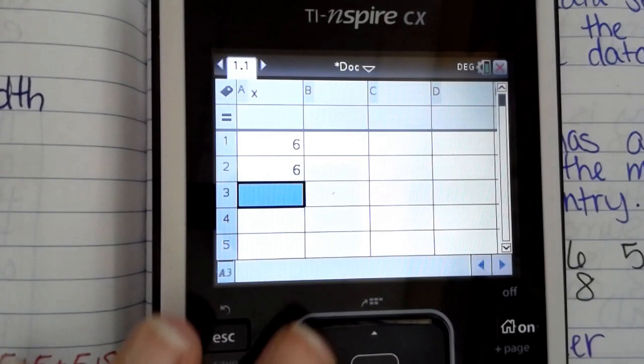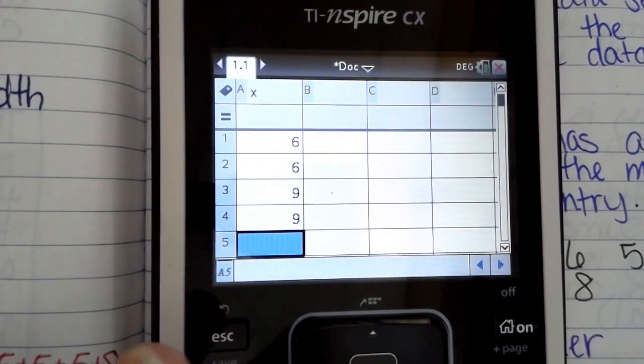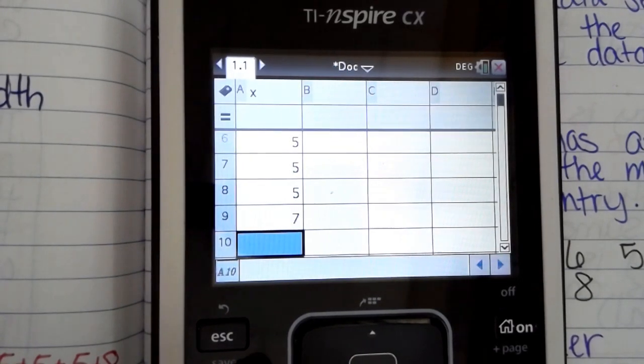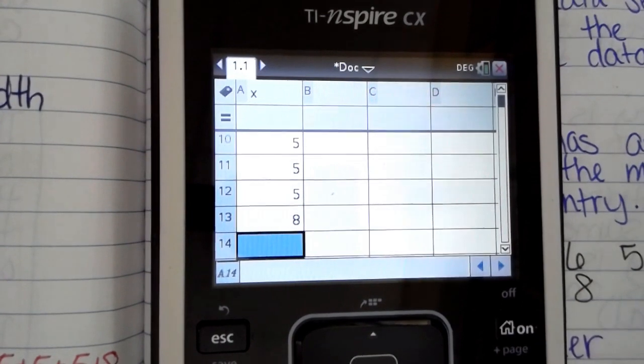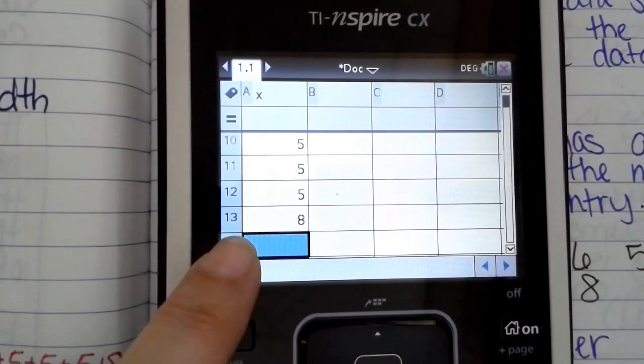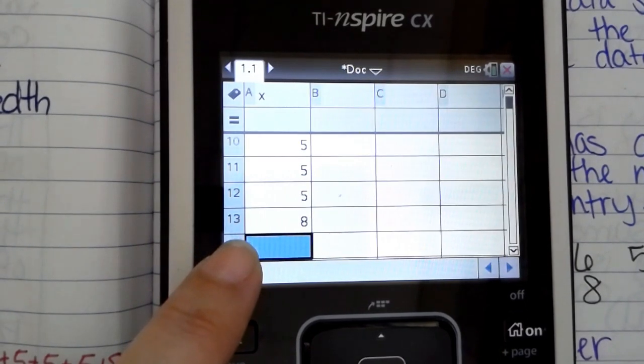So again, we say 6, 6, 9, 9, 6, 5, 5, 5. And I am pushing enter after each data point to make sure that the calculator recognizes it. And I know I'm correct because I had a count of 13, which is 13 data points. So I had it all in.